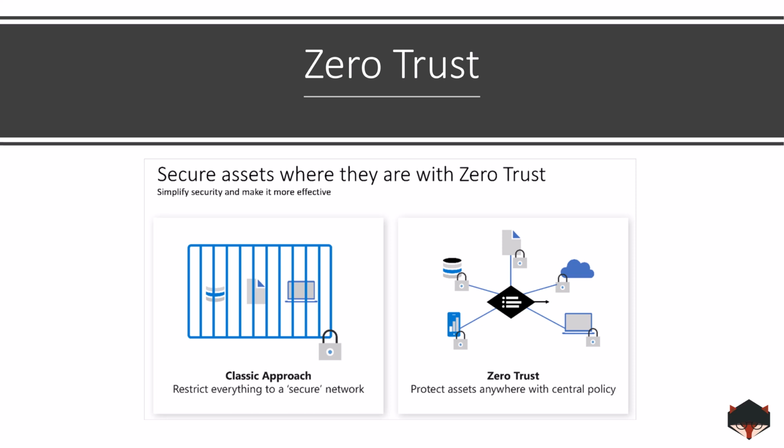To address this new world of computing, Microsoft highly recommends the Zero Trust security model, which is based on these guiding principles. Verify explicitly: always authenticate and authorize based on all available data points. Use least privileged access: limit users' access with just-in-time and just-enough access, risk-based adaptive policies, and data protection. Assume breach: minimize the blast radius and segment access. Verify end-to-end encryption. Use analytics to get visibility, drive detection, and improve defenses.